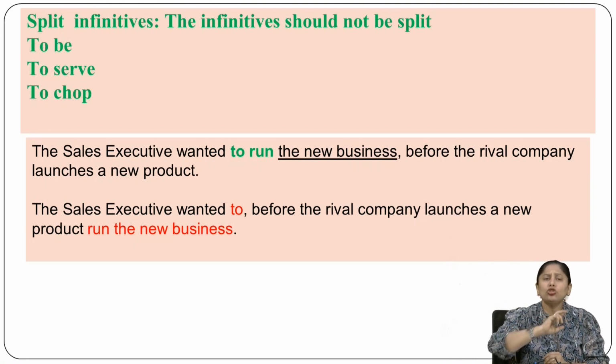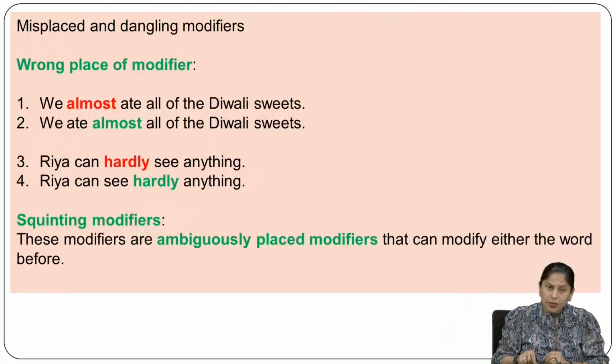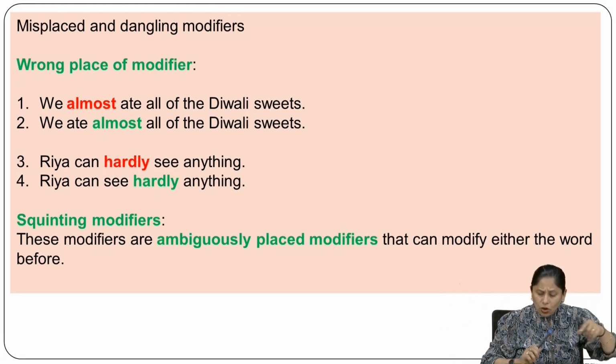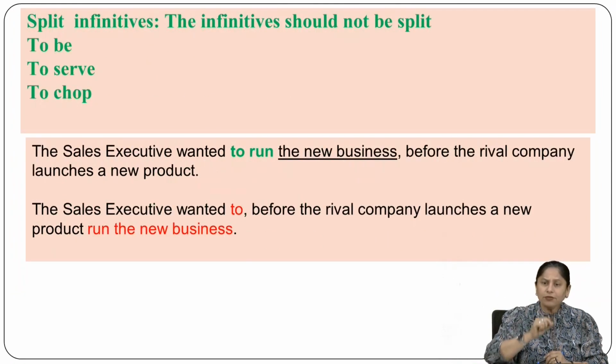Same happens with to chop. Then these kinds of split infinitive modifiers would be known as squinting modifiers. Look, we are in the context of understanding squinting modifiers, and again we are understanding split infinitives also. Both things are similar.